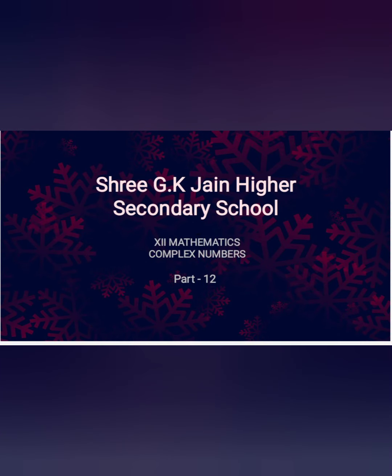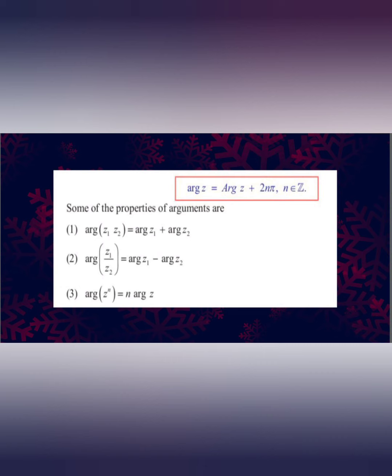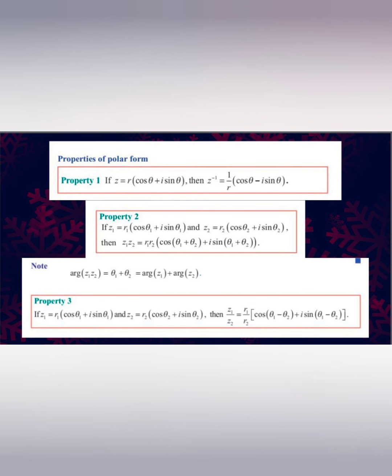Good evening, children. Let us continue with complex numbers from 12th mathematics. Actually, we are in the middle of exercise 2.7. So let us go through the properties once again. These are the properties of the arguments. I told you arguments are similar to logarithms, like how we apply the product rule and quotient rule. Here also we'll have the same. And then we'll see about the properties of polar form.